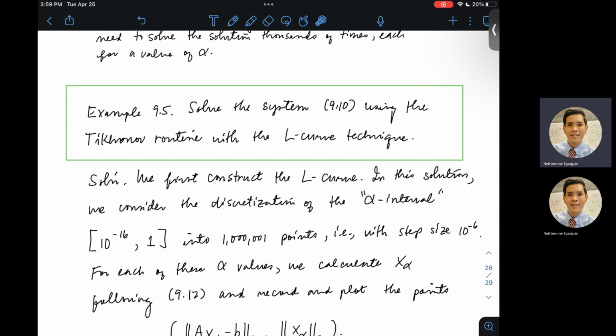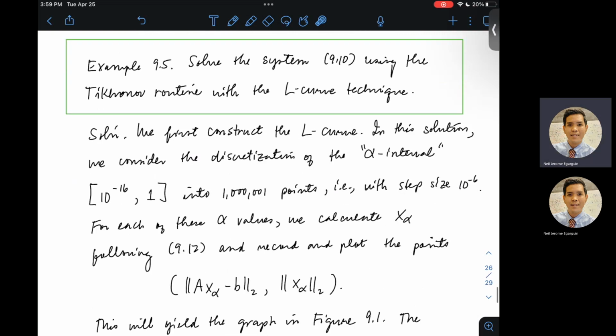Okay. So first, you need to construct the L curve, right? So in this scenario, we have an alpha interval from 10 to the negative 16 to 1, because usually computers have precision 10 to the minus 16. So virtually this is 0 insofar as most computers are concerned. So we are choosing 1,000,001 alphas from this interval, from 10 to the minus 16 to 1. You choose 1,000,001 candidates for the best alpha, right?